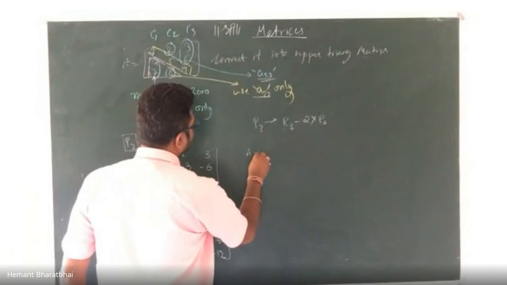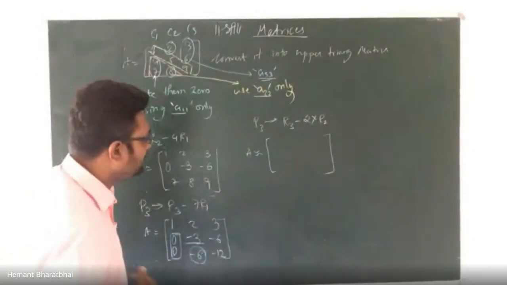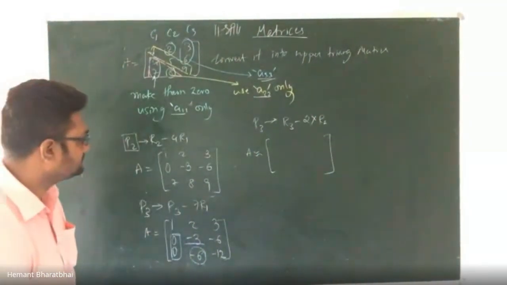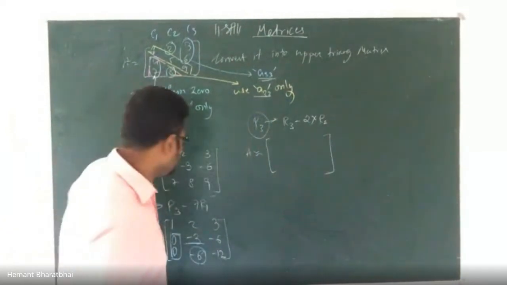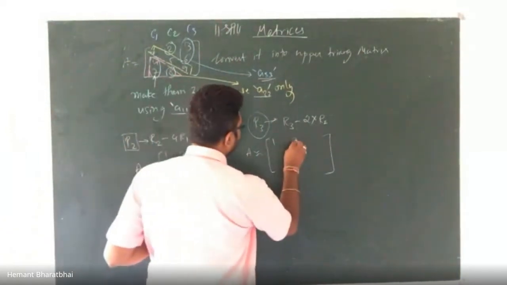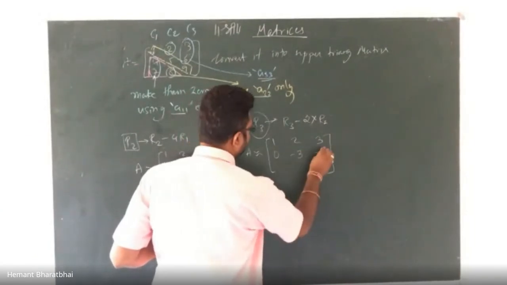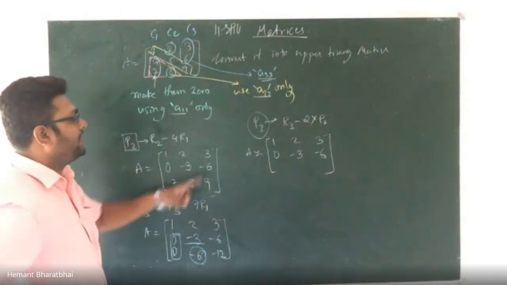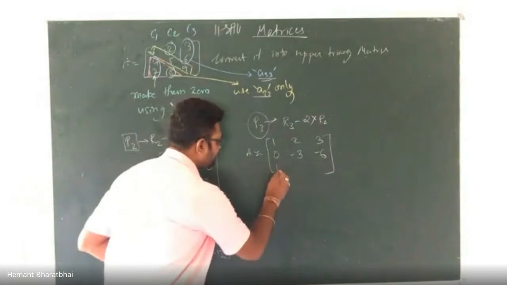So I will get A is approximately equal to. So I will do R3 minus 2 R1. So transformation is taking place in R3 only. So R1 and R2 as it is: 1, 2, 3, 0, minus 3, minus 6. Now R3 minus 2 R1, so 0, minus 2 into 0, so that will be 0.